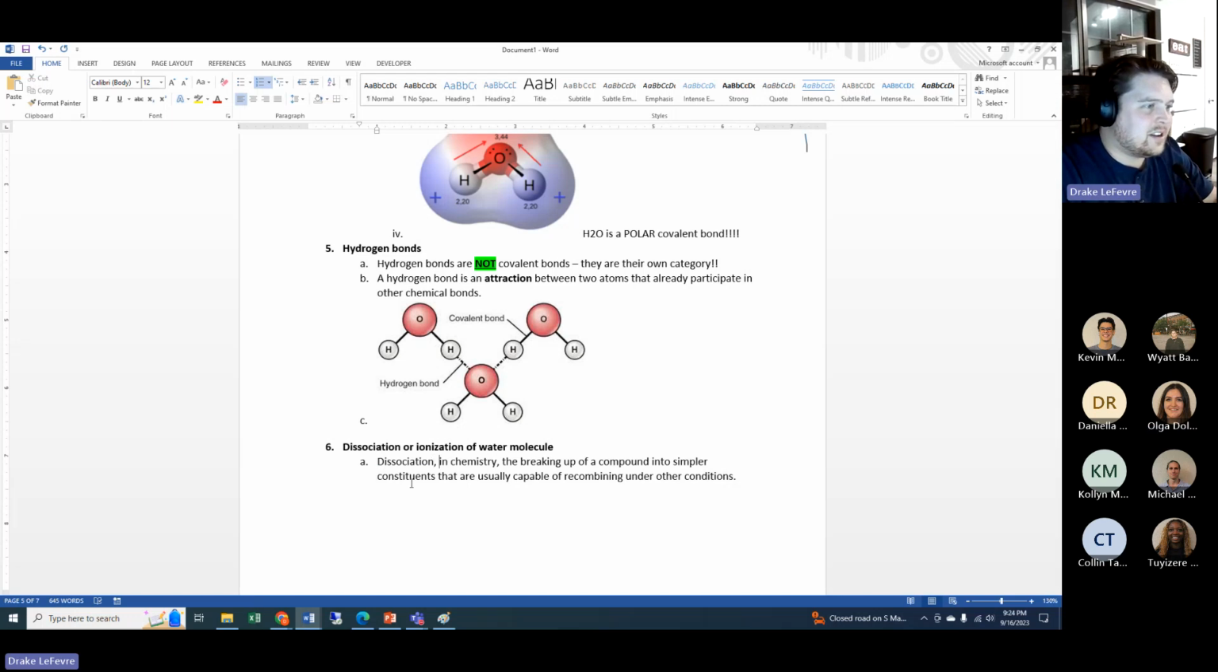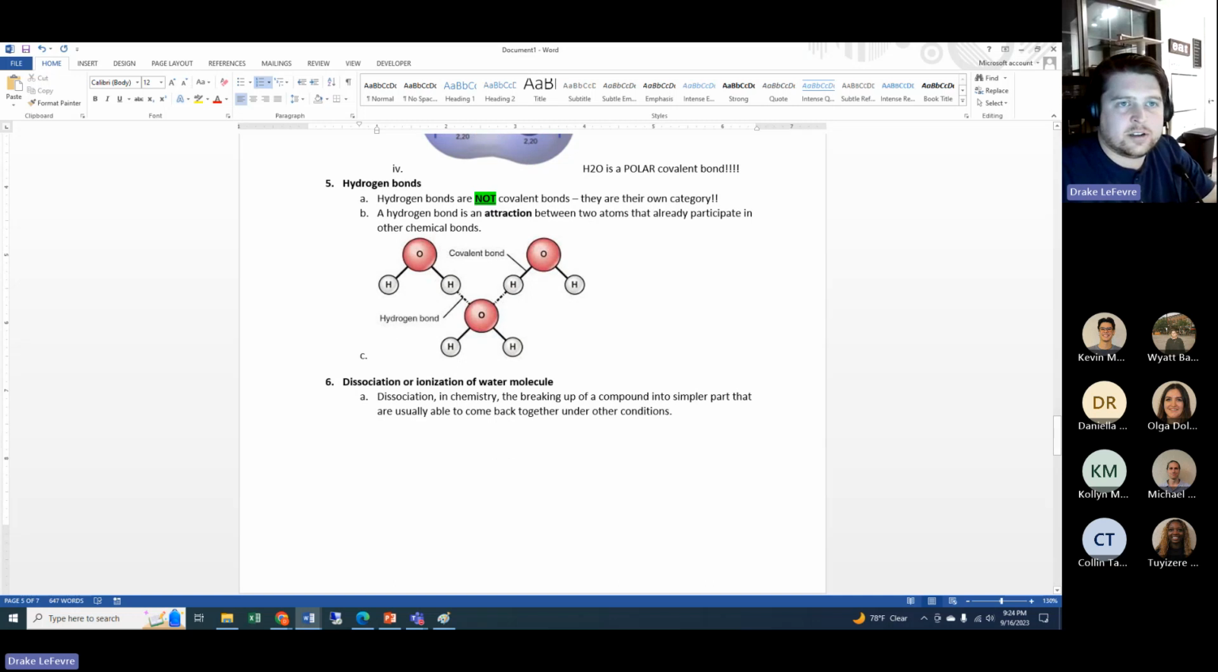Okay, so dissociation in chemistry is the breaking up of a compound into simpler parts that are usually able to come back together under other conditions. If you have a definition that uses big words, make it as simple as you possibly can. That way when you come back, you don't have to be thinking about it as you're reading those definitions.